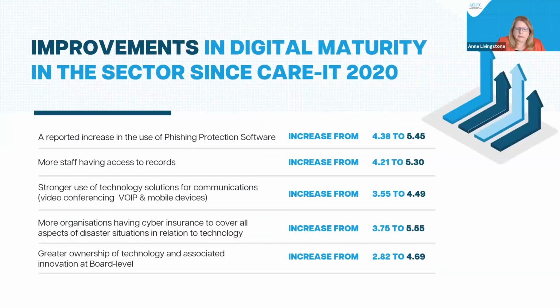We did overall find some improvements, and I'm just going to report on those improvements. We did find some improvements in protection software. You'll see a slight increase. We also saw more staff having access, a stronger use of video solutions for communications. Interesting thing will be to, as I mentioned earlier, see if that continues to grow after COVID. And more organisations having a cyber security than we found, for example, in the Care IT report.